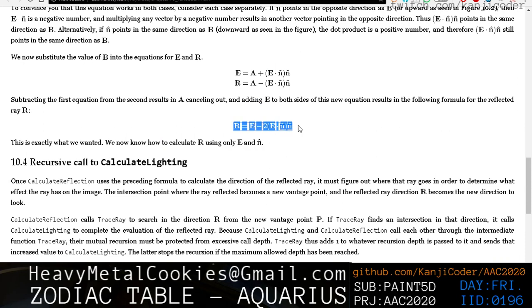And so this is the formula. This is the formula that I actually want. So I'm going to make a note of this. Cosine kitty reflection.